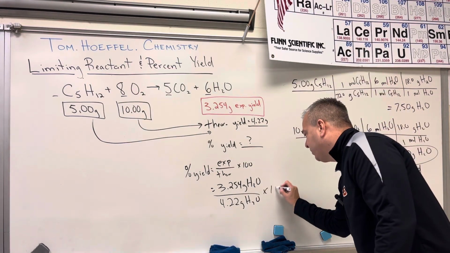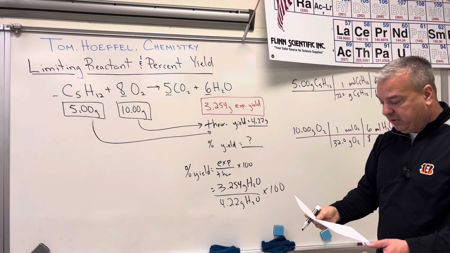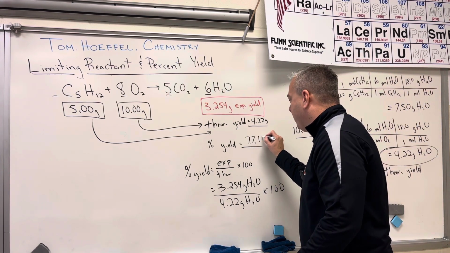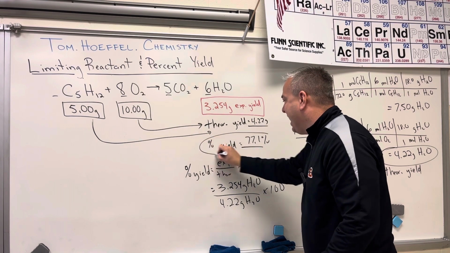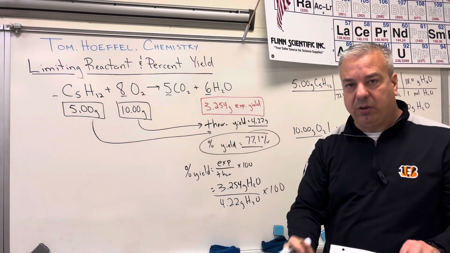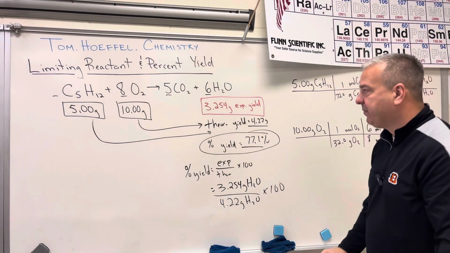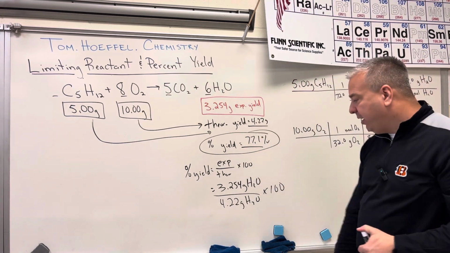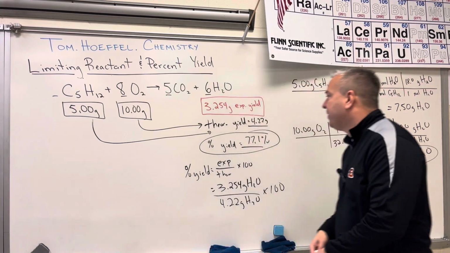Okay, of course, times 100 will give me a percent yield of 77.1%. Okay, so that's the answer to the question. But I'd like to go a little bit further with you guys, okay? Because this deals with limiting reactant, I'd like to throw out a couple other vocabulary words, okay?